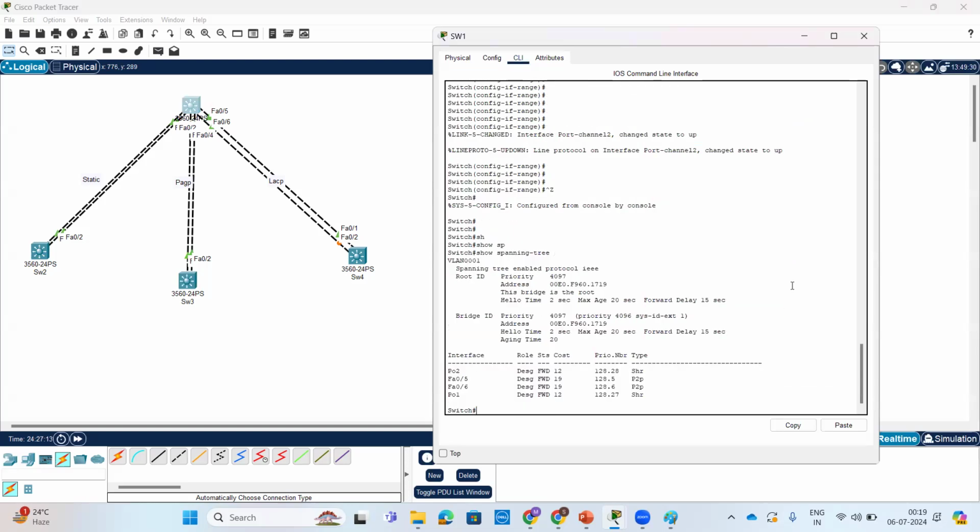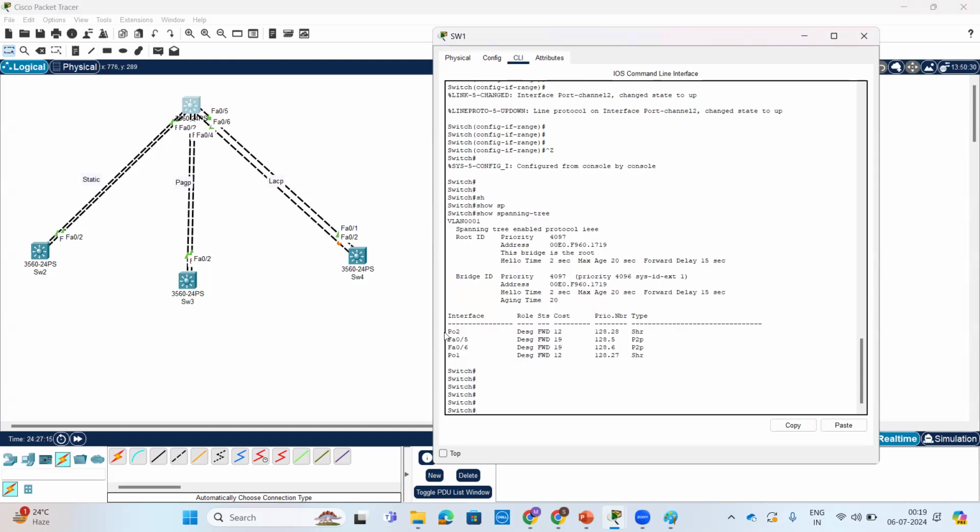Show spanning tree. We'll verify from here. See, port channel is here. Understood? Guys, port channel is created with the help of PAgP. This is the auto mode and this is the desirable. When I try to configure auto, then port channel is not established in between. When I configure here auto and desirable, now port channel is established.